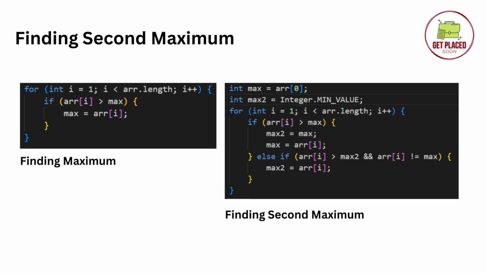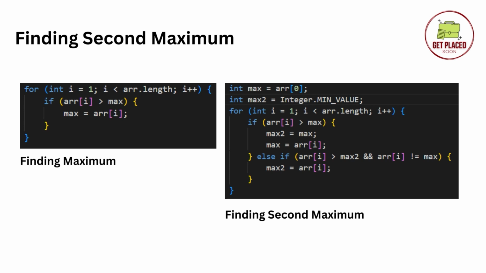Now the second maximum. In the second maximum, we are supposed to find two things: one is maximum and the second maximum. So we will initialize the first element of the array to maximum and initialize the minimum value of integers to the second maximum. Max and max2. Now inside the for loop, we are checking if an element is larger than the current maximum value. If it is, we update max2 to the current maximum value, and then we update max to the new largest value.